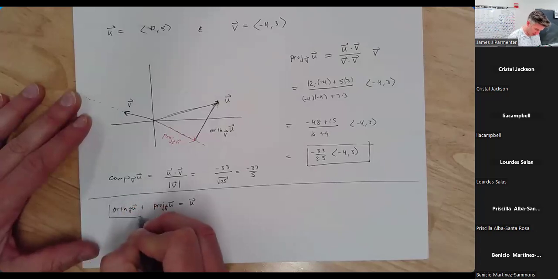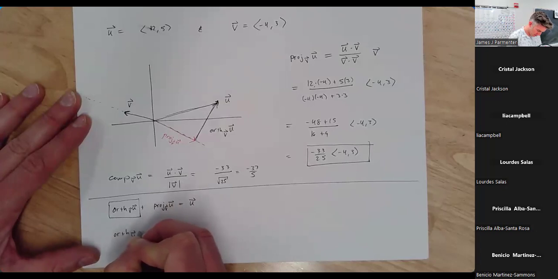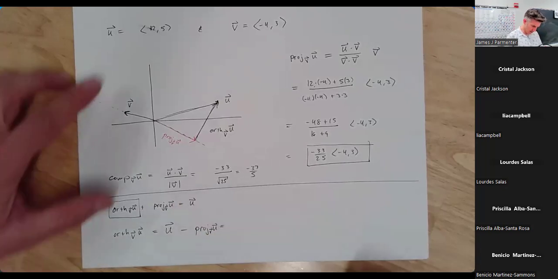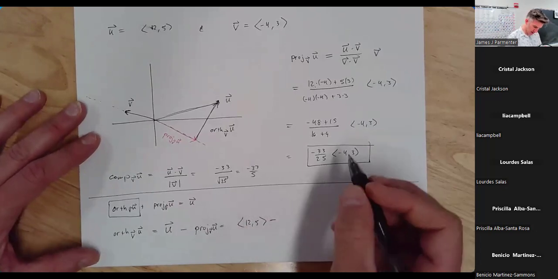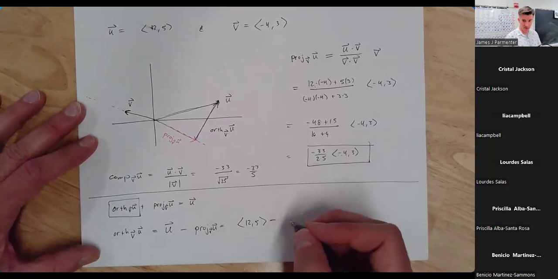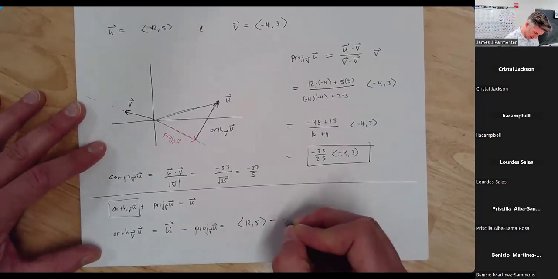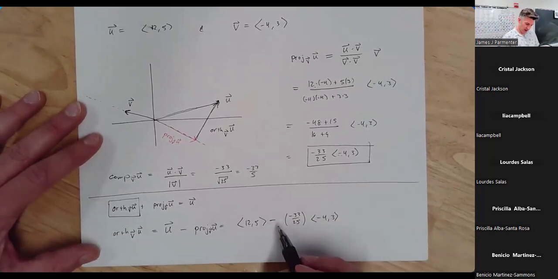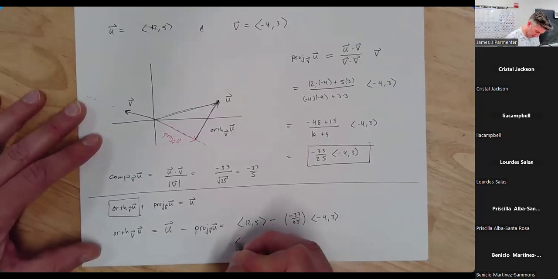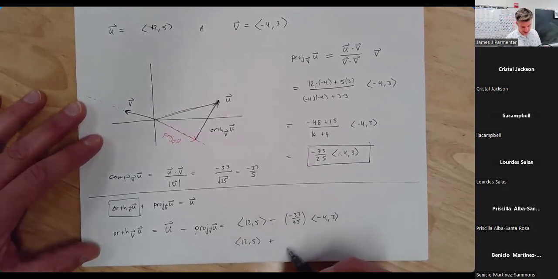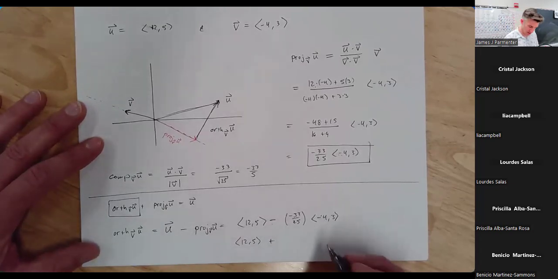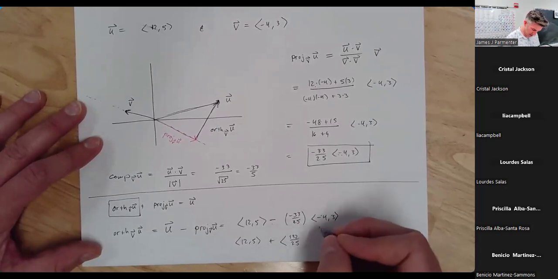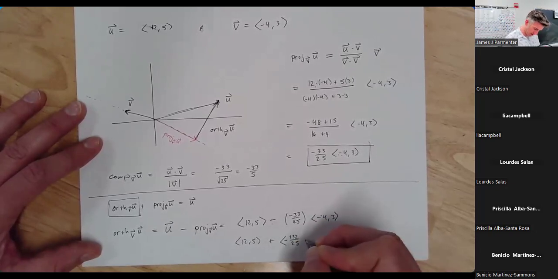So if I want to find the orthogonal complement here, it's going to be equal to the vector u minus the projection of u onto v, which in this case is the vector u, which is 12, 5, minus this vector here. So minus negative 33 over 25 times the vector negative 4, 3. I would probably make this minus a plus, because why not? So I have 12, 5 plus, 33 times 4 is 132, over 25, and 33 times 3 is 99, but the first is a negative 132 over 25 and a positive 99 over 25.